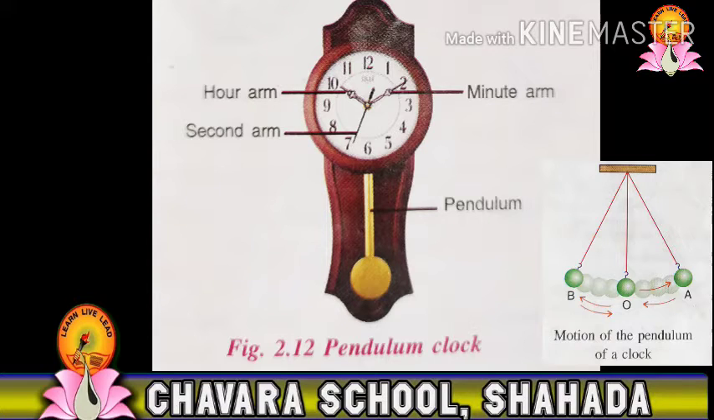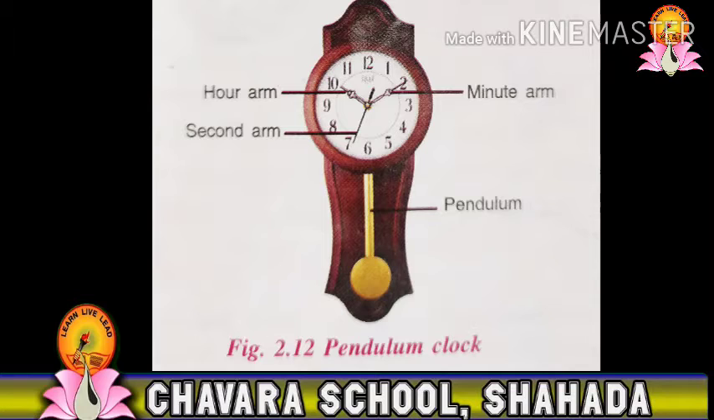The circular dial has 12 markings. There are 3 needles joined to the axle of the gear wheels at the center of the dial. These needles are named as seconds arm, minutes arm and hours arm, as you can see in this picture.